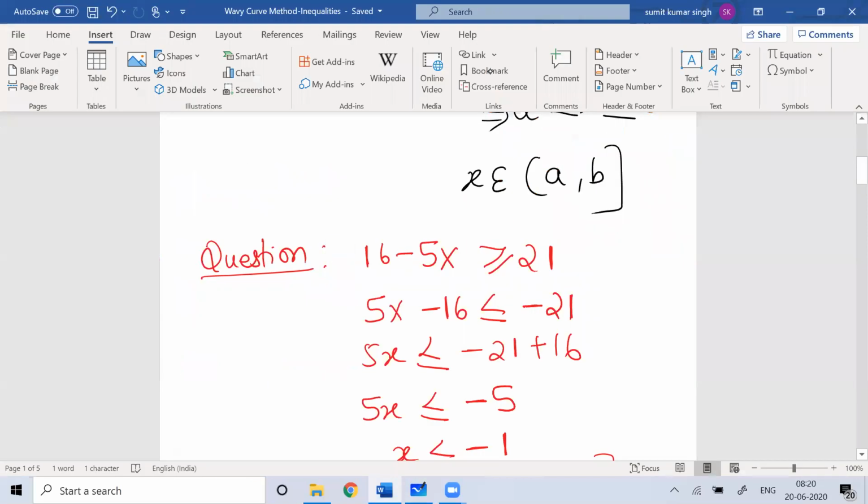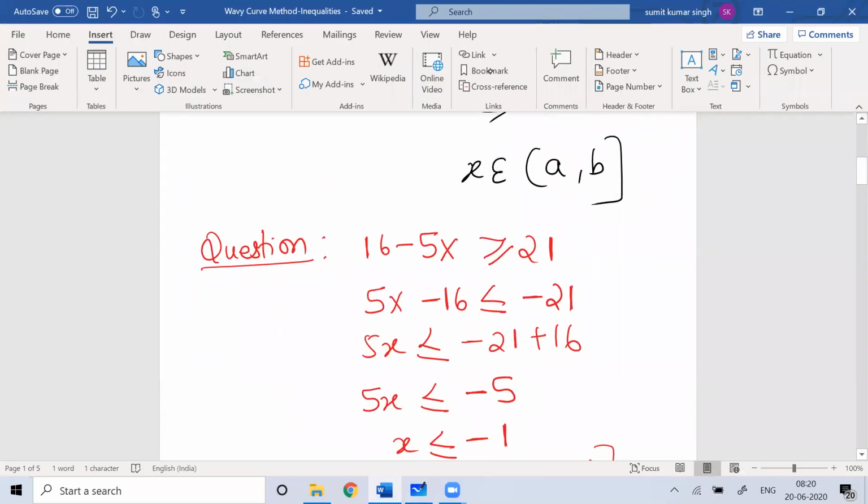Now you can see this question. Suppose the question is: 16 minus 5x is greater than or equal to 21. Whenever I see a variable having a negative sign in an inequality, I prefer to multiply both sides by minus 1. If I do that, I'll get 5x minus 16, which is less than or equal to minus 21. Then I'll get the value of x as less than or equal to minus 1, which means that x will take all the values from minus infinity to minus 1.